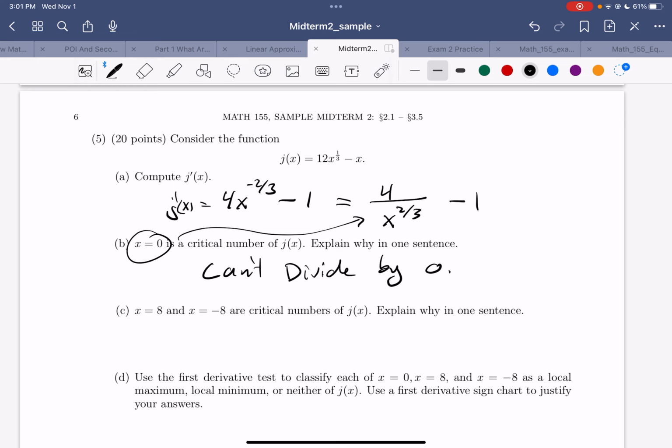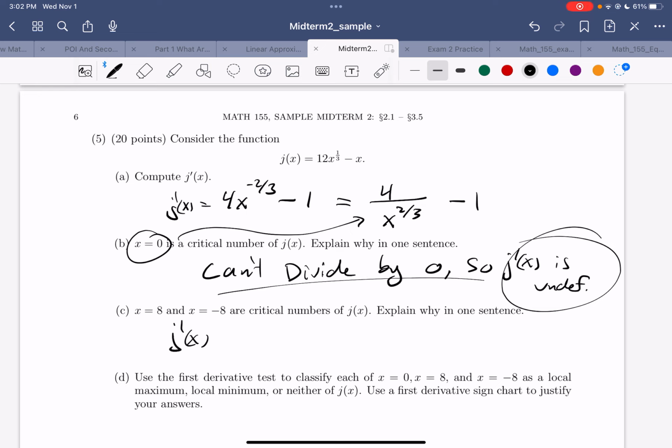So I'm just going to leave it at that. Let's see. 8 and negative 8 are also critical numbers. Explain why. Well, it's simply because j prime of x is undefined. Okay, I suspect if you just said j prime of x is undefined, that'd be full credit. This explains why j prime of x is undefined, so I think it's a little bit more thorough, but I suspect this would be full credit.